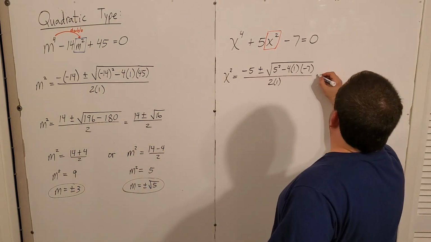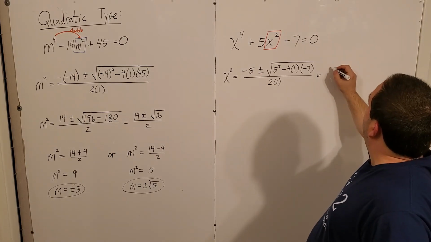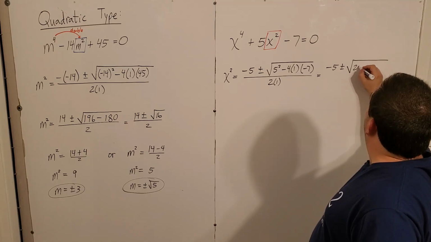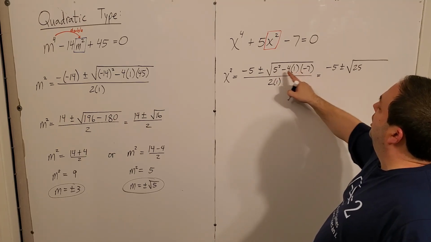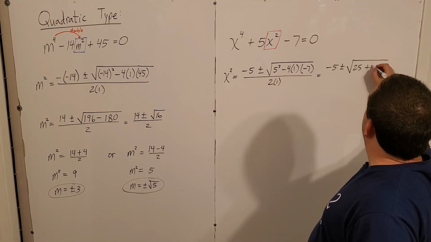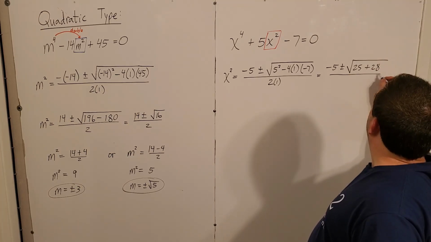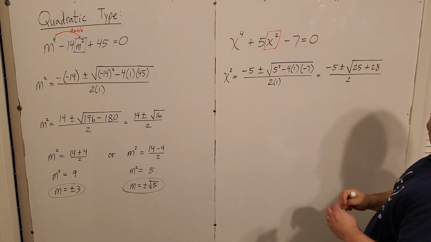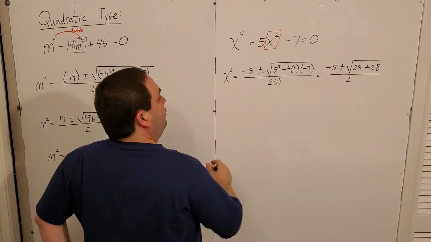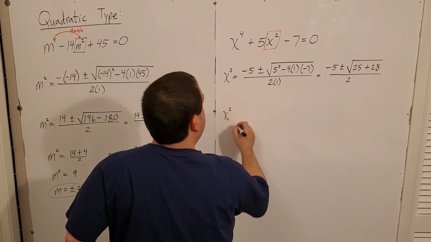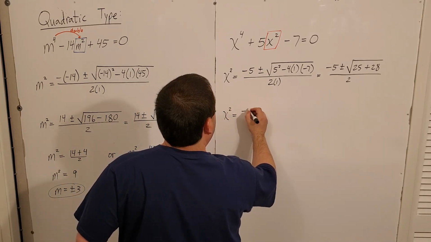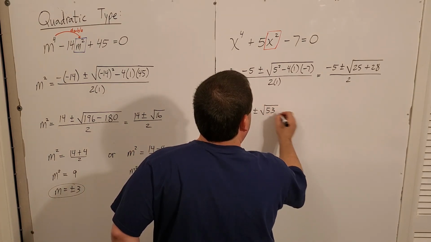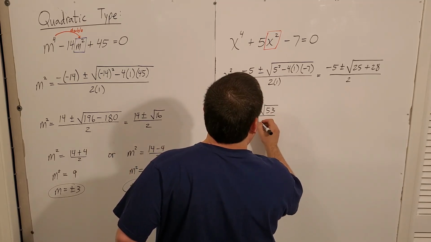Okay? So I've got negative 5 plus or minus the square root of 25 plus 28, all over 2. Okay, so we've got a total of 53 under the hood there. x squared is equal to negative 5 plus or minus the square root of 53, all over 2.